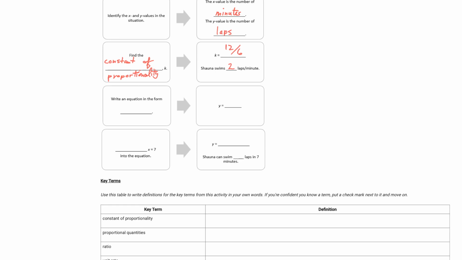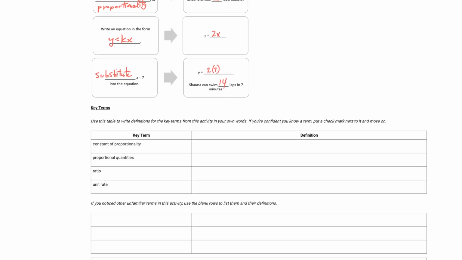Write an equation in the form y equals kx. So y equals 2x, because k is equal to 2. Now we substitute the information, because we want to know the y for 7 minutes. It was asked, how many laps in 7 minutes? So it'd be y equals 2 times 7, and 2 times 7 is 14.